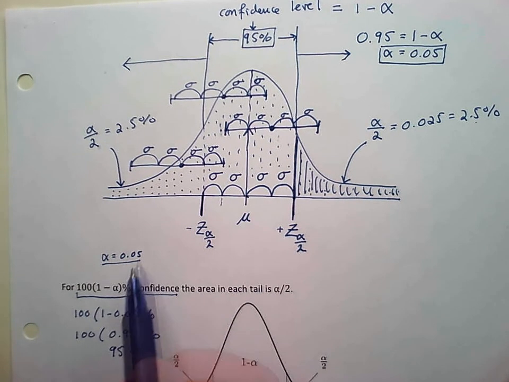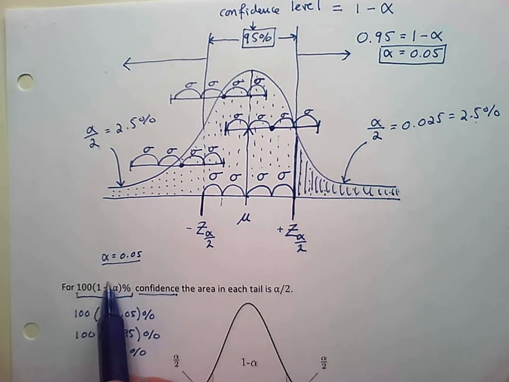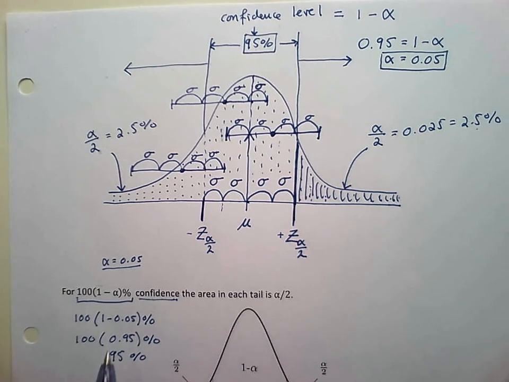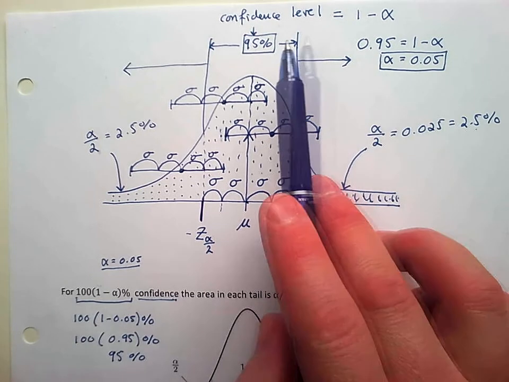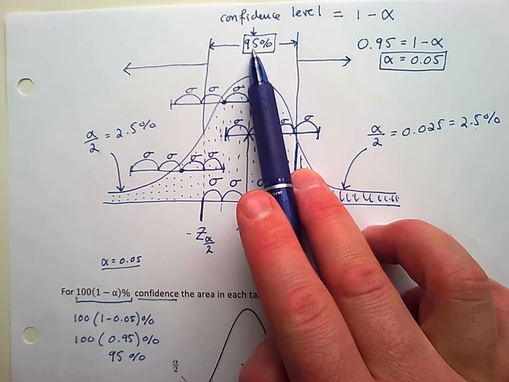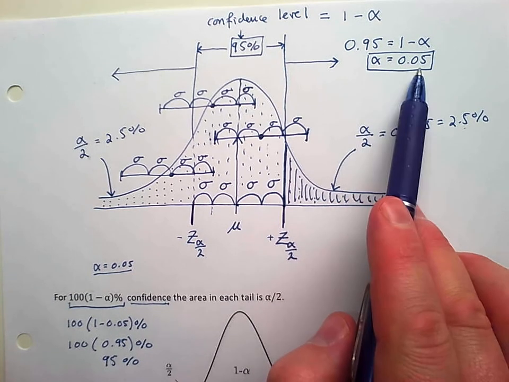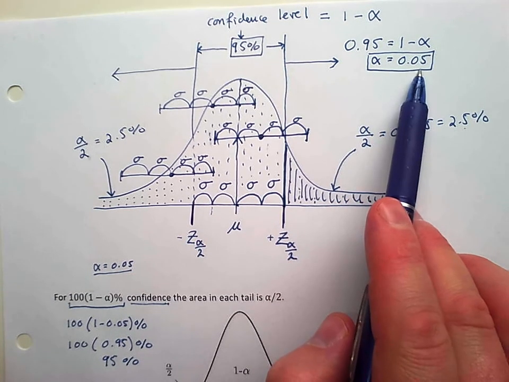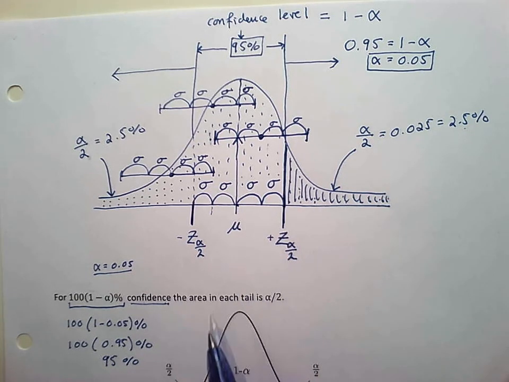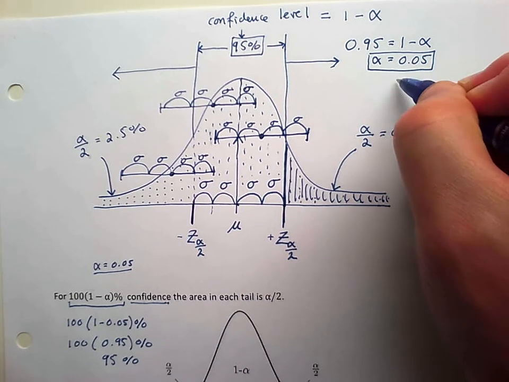So you can go from alpha to the confidence. They're going to use this right here a lot. But just keep in mind that all this is saying is that if our confidence level is 95%, then alpha is just whatever is left over to 100%. Here I wrote it as a decimal, but you could just as easily write it as a percentage, 5%.